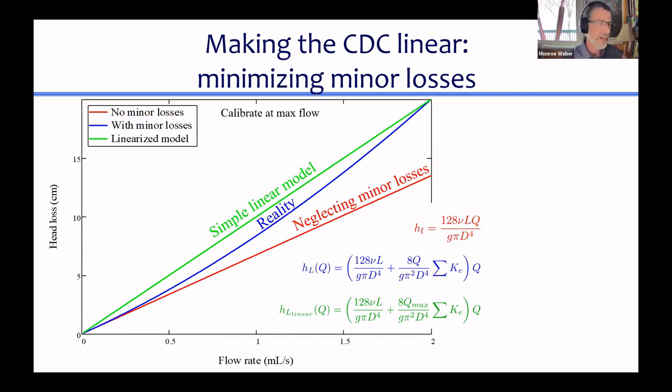And then the way that we're thinking about design, and you could think about modifications to this, is that we take the point at the maximum flow rate and we pretend that it's linear from there to zero. So the green line is our simple linear model of how we're going to represent this, even though you could think about a better fit, but it's good enough.